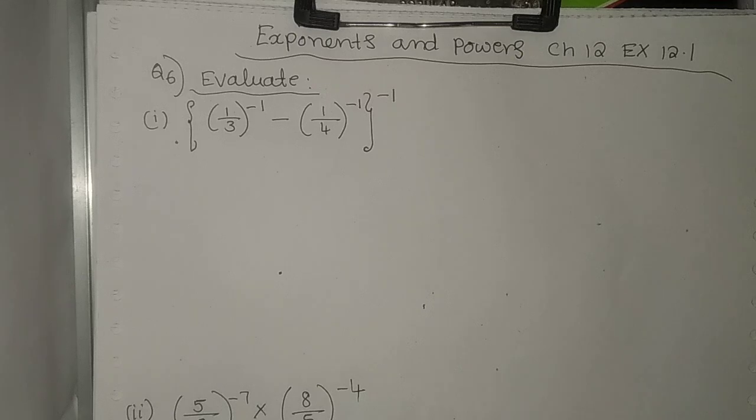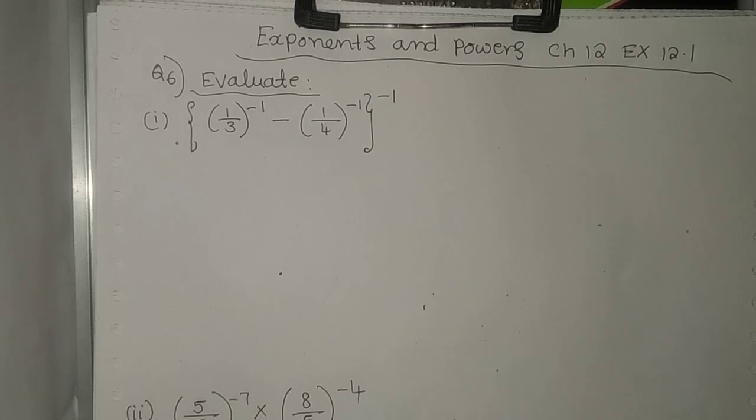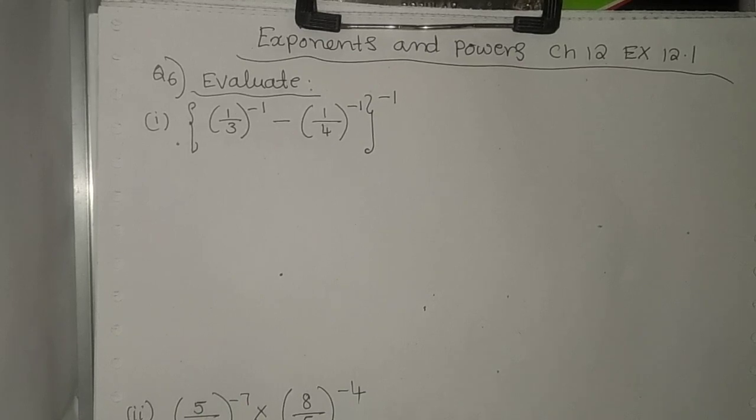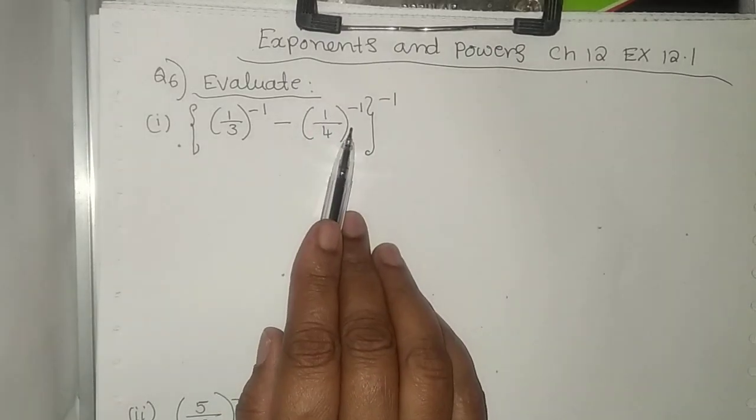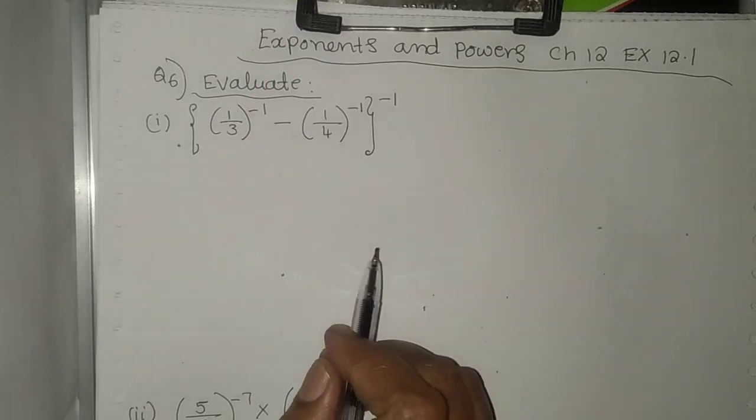Welcome back, students. In this class we continue the Exponents and Powers chapter, exercise 12.1. In the previous class we completed the 5 questions. Today we continue with the 6th question. The 6th question is: evaluate (1/3)^(-1) minus (1/4)^(-1), the whole power minus 1.